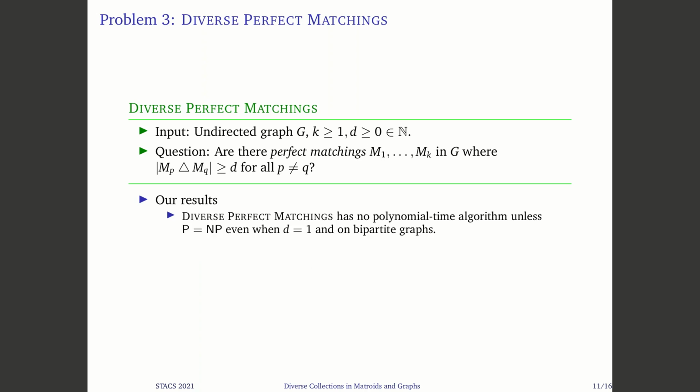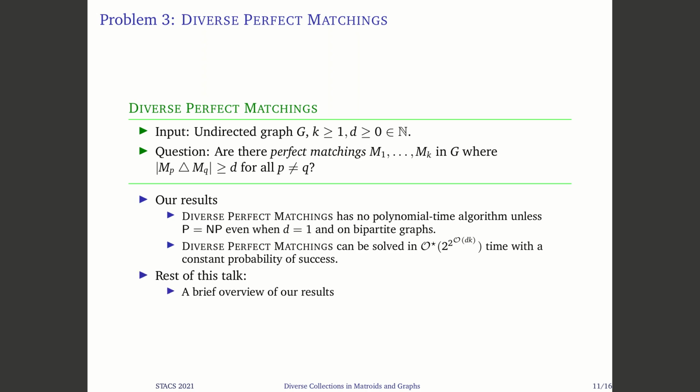We show that the diverse perfect matchings problem has no polynomial time algorithm unless P equals NP, even when the input graph is bipartite, and even when we are just looking for k matchings which are just different, where the diversity measure is just 1. On the positive side, we show that this problem can also be solved in FPT time, but here the algorithm is randomized and has a constant probability of success.